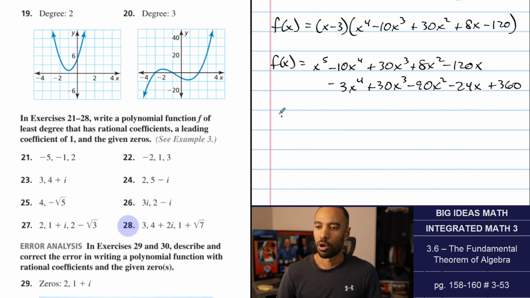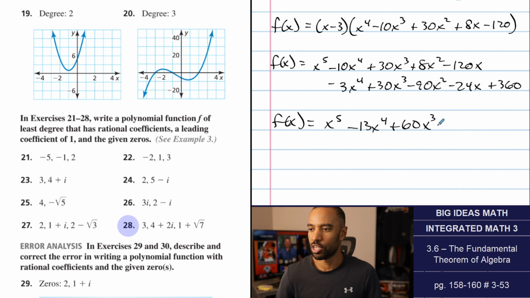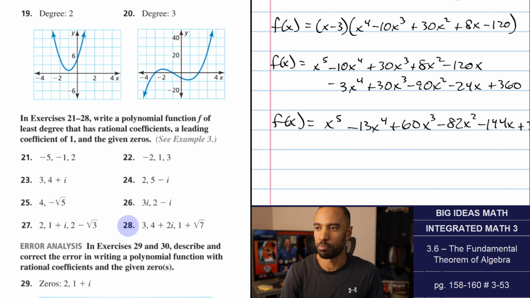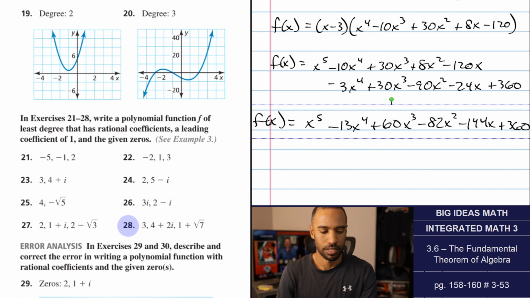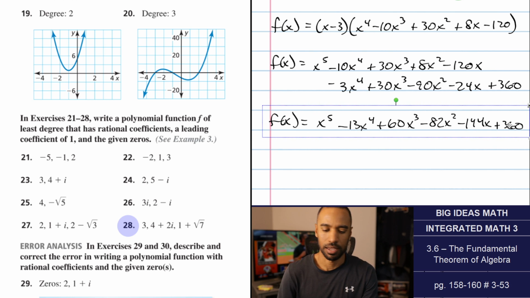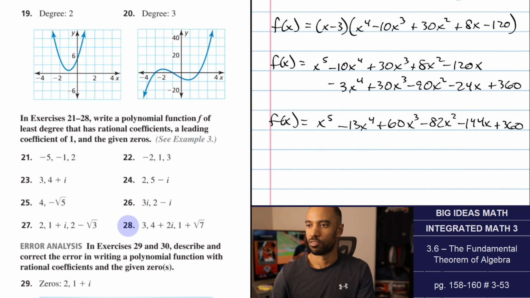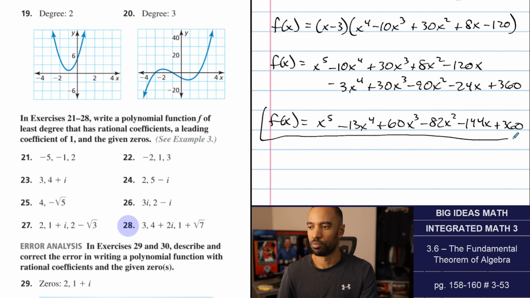Okay, now when we combine like terms, we're going to get x to the fifth minus 13x to the fourth plus 60x cubed minus 82x squared minus 144x plus 360. I know you can't see it. I'm going to bring it over. Here it comes. There it is. Hey. Okay, there we have it. For some reason I locked it in place. Now it can't move. It's stuck like that forevermore.